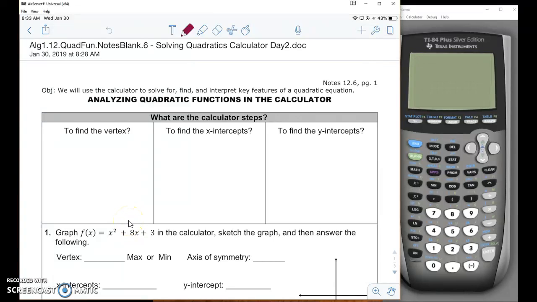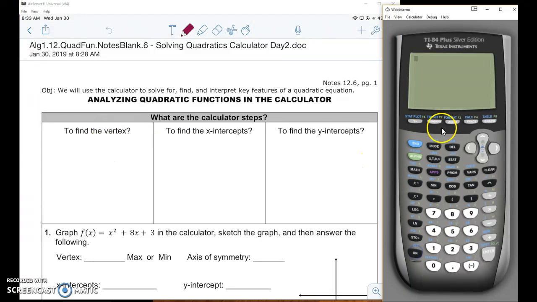This is Notes 12-6, Analyzing Quadratic Functions in the Calculator. So to review quickly, how do we find the vertex using our calculator? Remember, to find the vertex in our calculator, we go to Second, Trace.